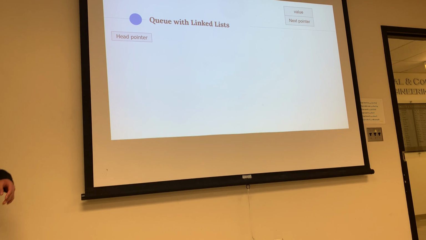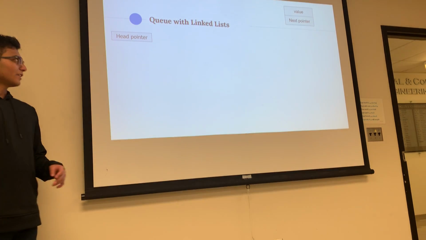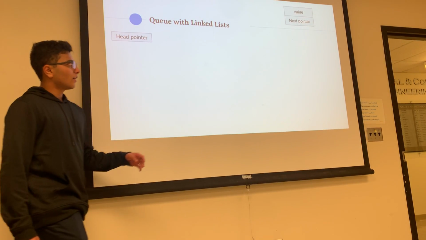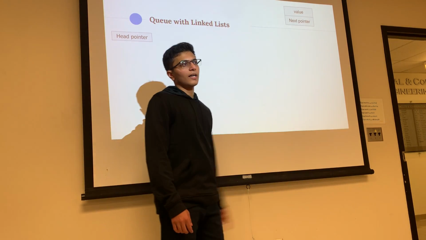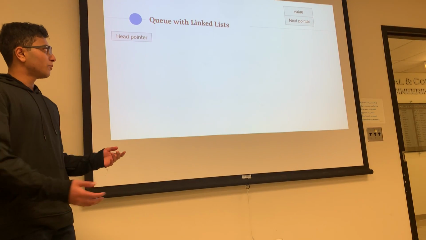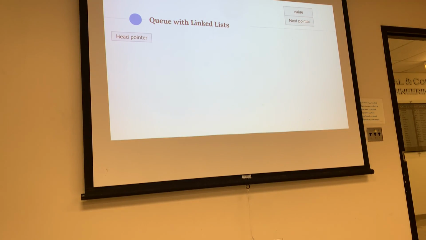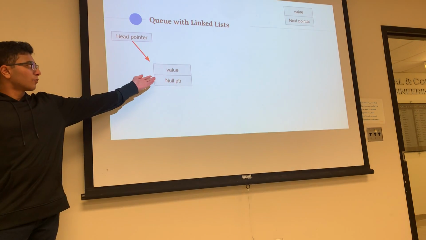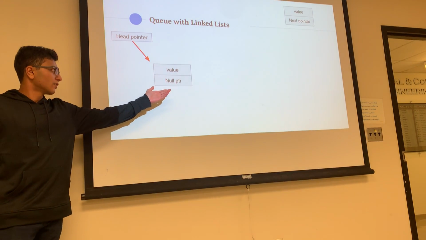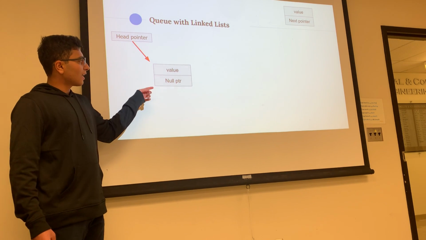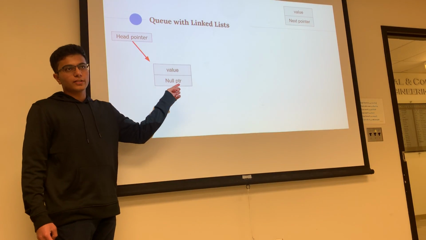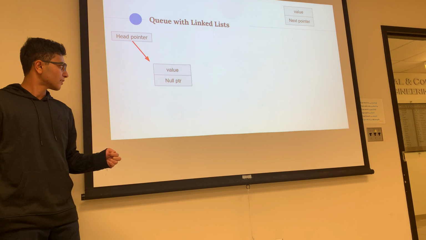So the second way to implement queues is with linked lists. A linked list is basically a fancy data structure that has a bunch of nodes, and the nodes just have the value that it stores and a pointer that points to the next node in the list. In this case, you just have a head pointer that points to the front of the queue or linked list, and it would just point to this node right here, and the very last node in the list would have a null pointer, and that's how you know that you've reached the end of the list.